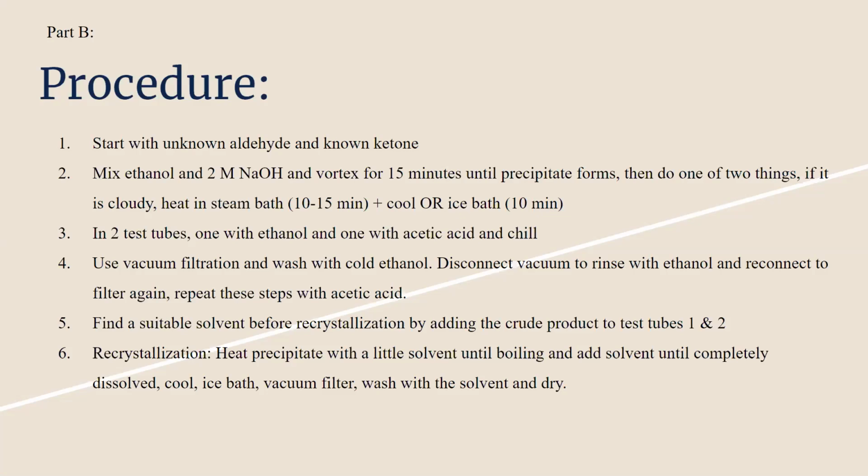We're going to find a suitable solvent using the criteria that Jessica mentioned before recrystallization, and we're going to add our crude product to both test tubes. To recrystallize, we're going to heat the precipitate with a little bit of solvent until it's boiling, and add solvent until it's completely dissolved. Then we're going to cool it with an ice bath and use a vacuum filter, then wash with solvent and dry it.